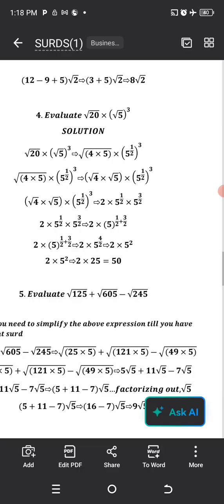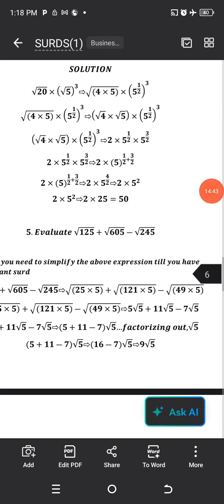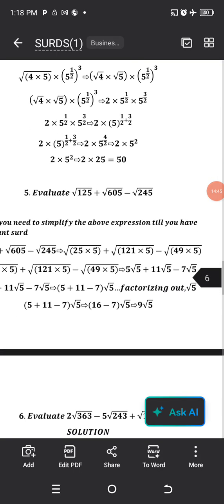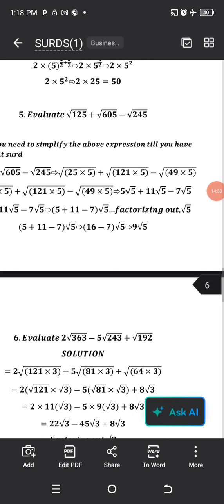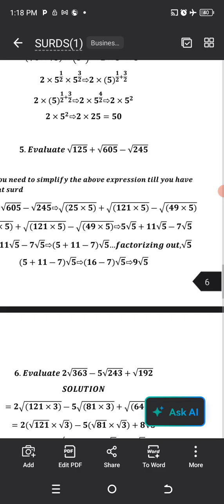You will be scoring 90, scoring 300. So the last question I will explain for today, for this video, is this one. You have to evaluate. It's just like question 3: square root of 125 plus square root of 605 minus square root of 205.